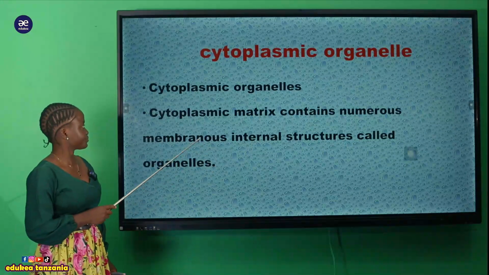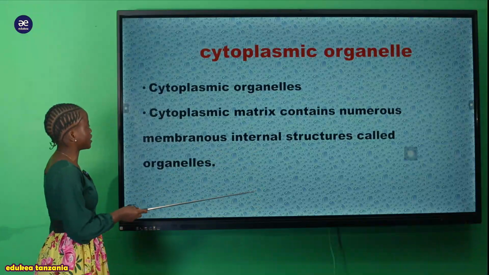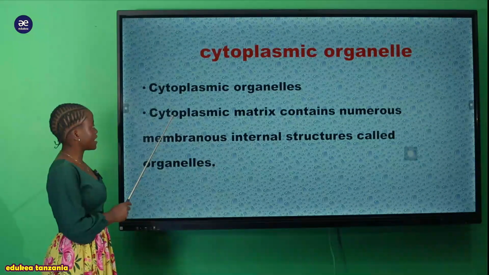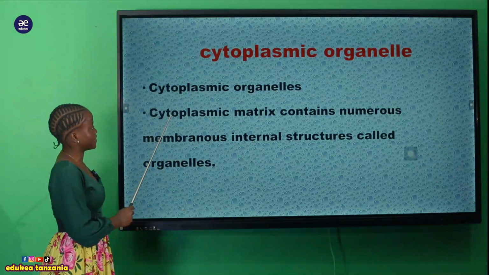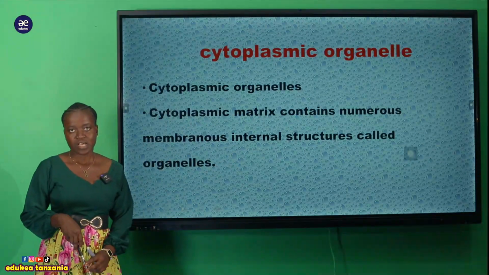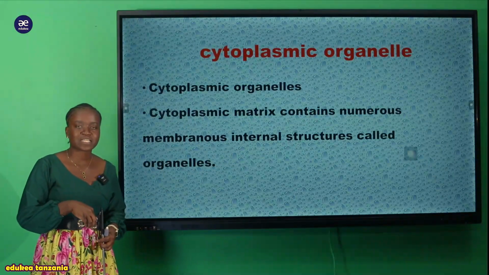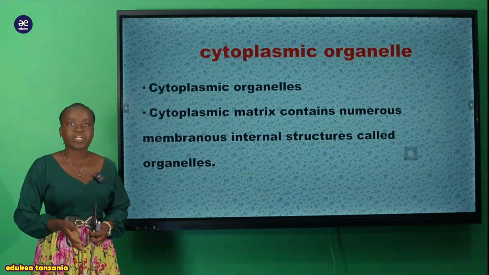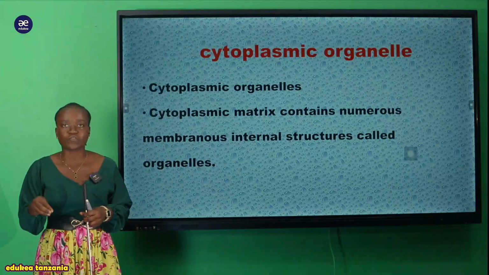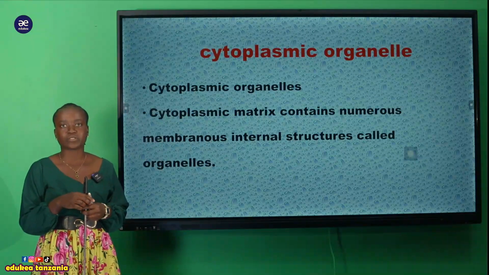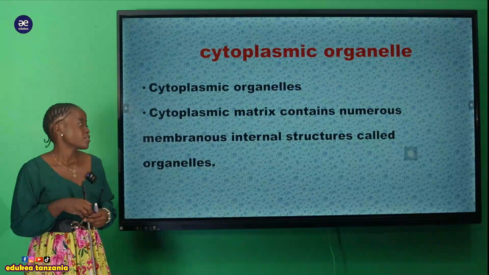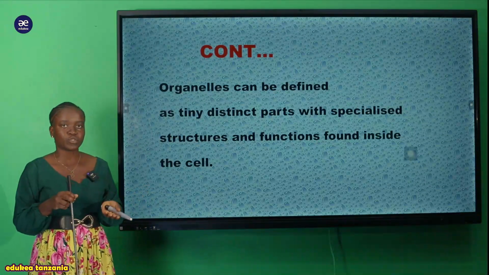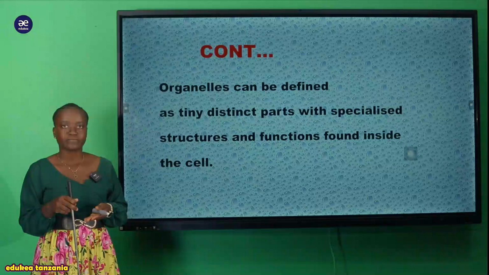So the cytoplasmic matrix contains numerous membranous internal structures called organelles. As the word states itself, that is the cytoplasmic matrix. Within the cytoplasmic matrix is where you can find a lot of organelles. What those organelles are and what their functions are, we are now going to discuss. First we have to know the meaning of organelle.